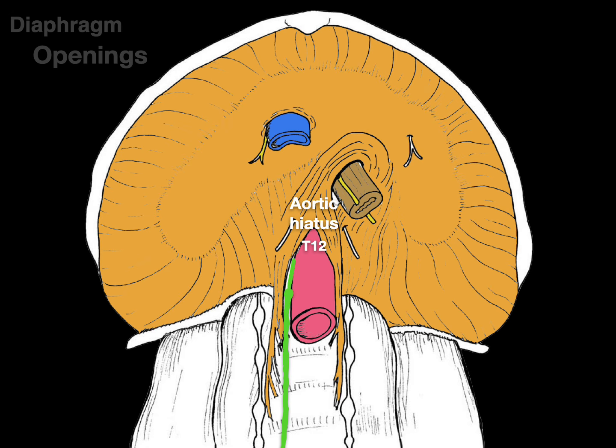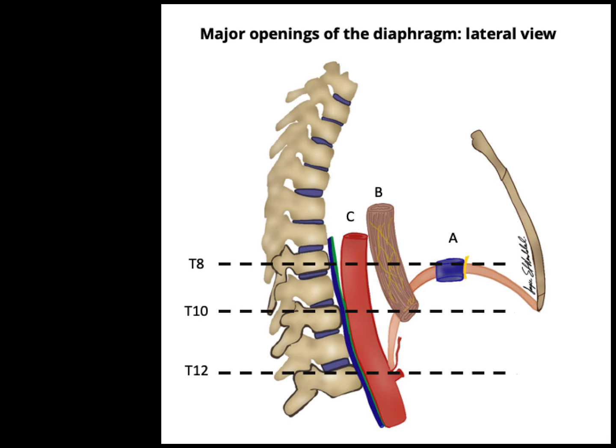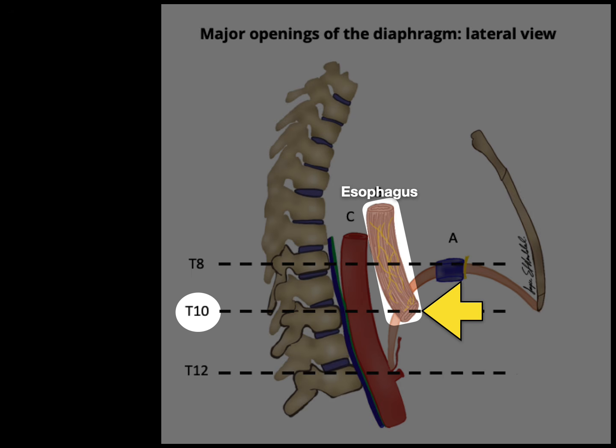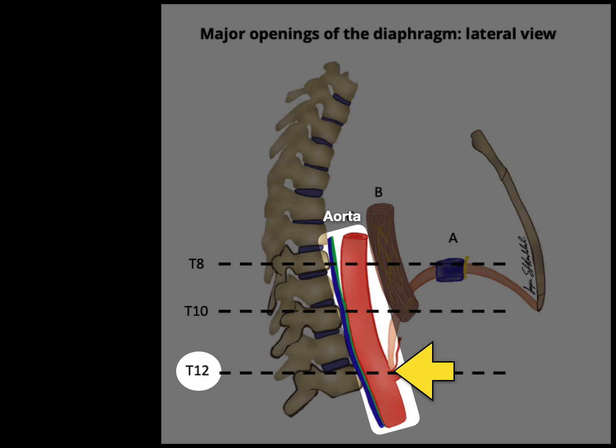The aortic hiatus is at the T12 vertebral level. There's the aorta and the thoracic lymphatic duct. From a lateral view, there's the diaphragm, and at the T8 vertebral level, the inferior vena cava, at T10, the esophagus, and T12 is where the aorta passes through.